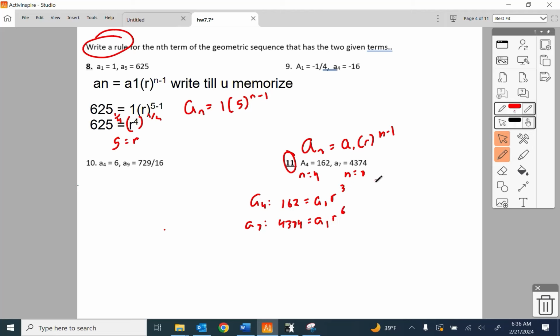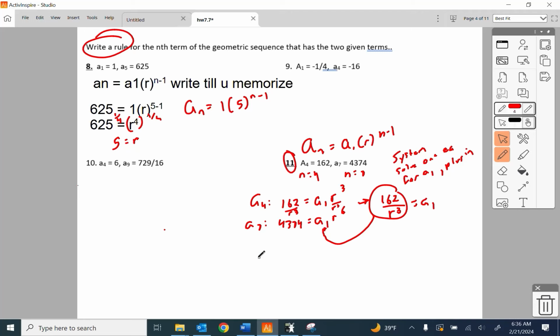What I'm going to do here is solve the system. I'm going to solve one equation for a sub 1 and then plug in. Not a hard skill. 162 over r cubed is a sub 1. So divided by r cubed. Not a leap of faith there, kids. And I'm going to take that and throw it right there. 4374 is equal to 162 over r cubed times r to the 6, which is already there.